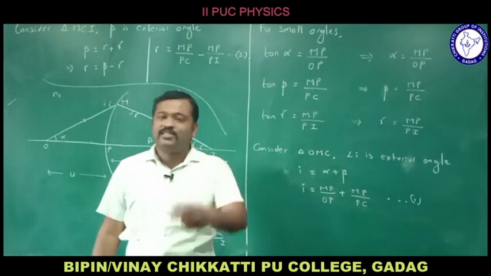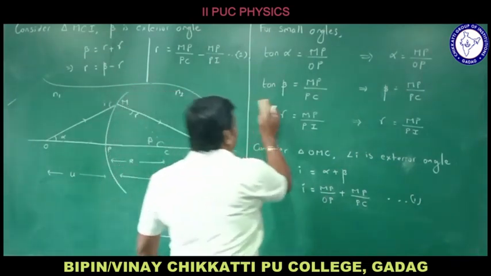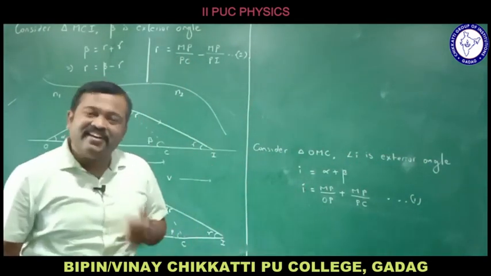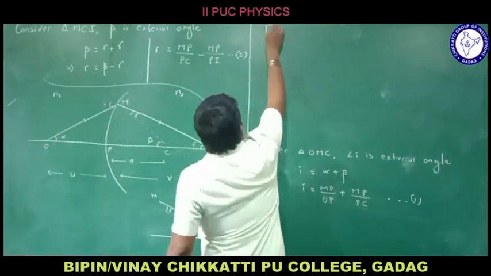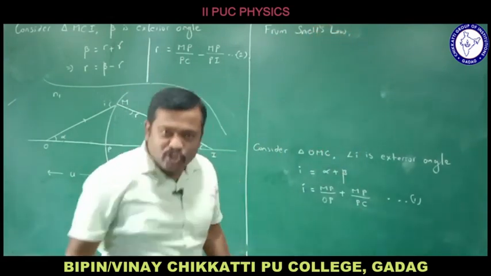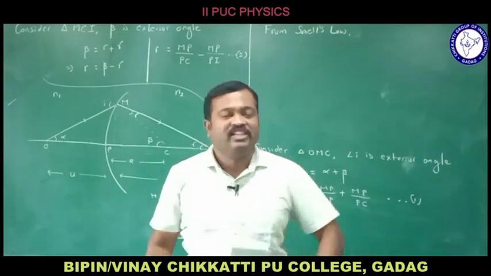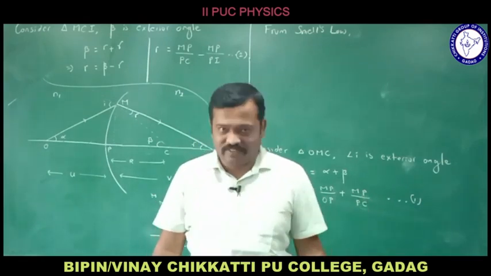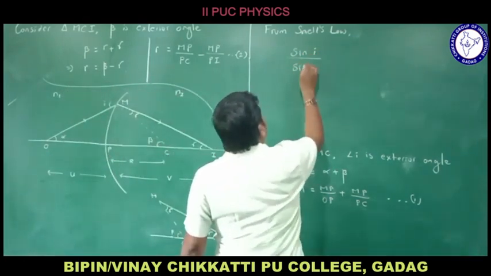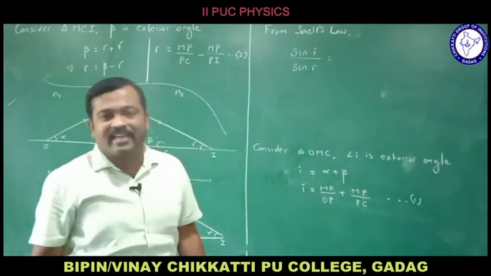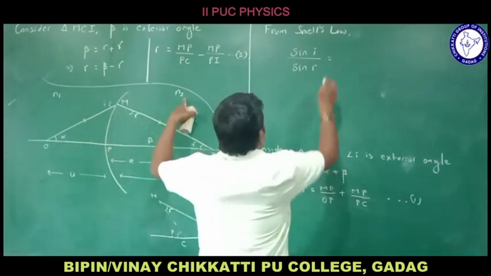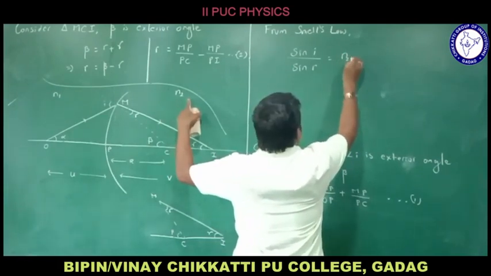Now, shall I use Snell's law? Yes, we shall use Snell's law here, right? Okay, let me continue the derivation here. I got r here. Let me continue, right? Shall I use which law now here? Snell's law. Okay, what does Snell's law say? The ratio of the sine of the angle of incidence to the sine of the angle of refraction is constant, and that constant is nothing but the refractive index, right? So what is Snell's law? Sine i divided by sine r is equal to the refractive index of the two media. Okay, the refractive index of the second medium with respect to the first medium.